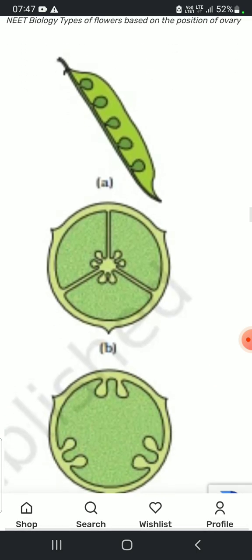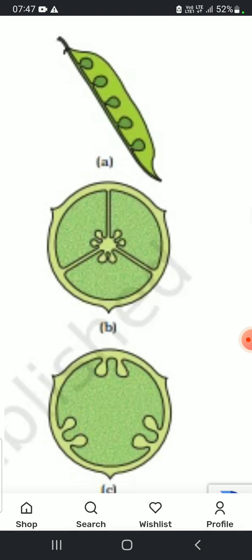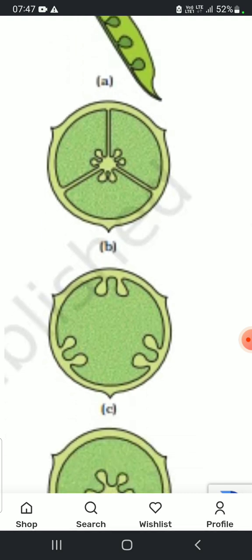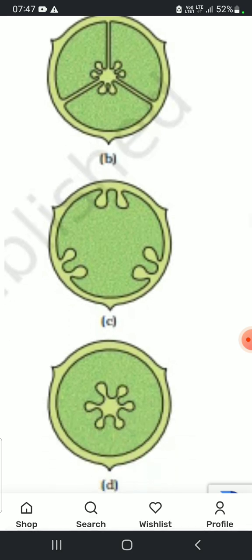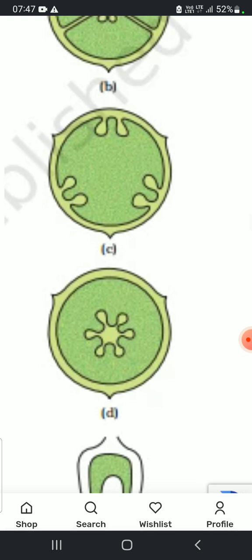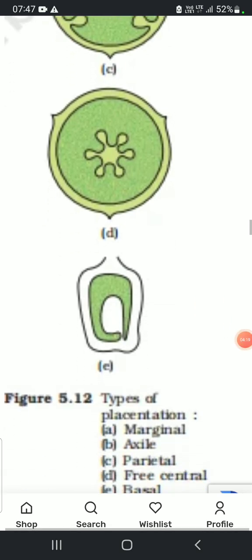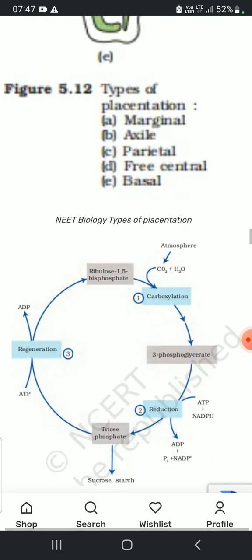Marginal placentation: the ovules are present along the ventral suture, in a ridge-like arrangement. Then we have axile placentation, which can be seen in tomato, lemon, and China rose. Then parietal placentation, where ovules are borne on the periphery. An example is mustard and Argemone. Then we have free central, in which ovules are borne in the central axis. The trick is Dianthus and primrose for free central. And then basal placentation: marigold and sunflower.